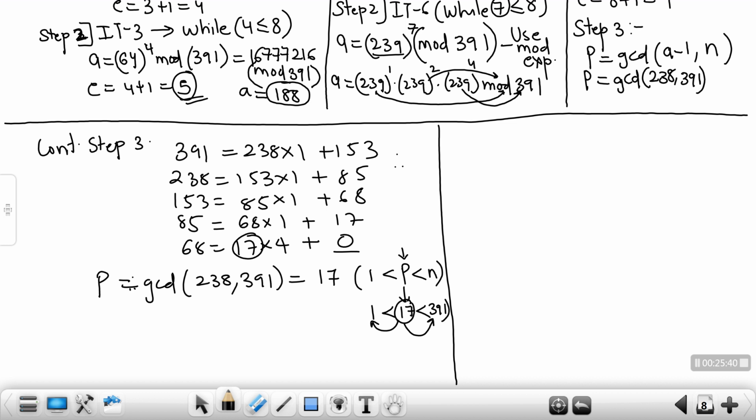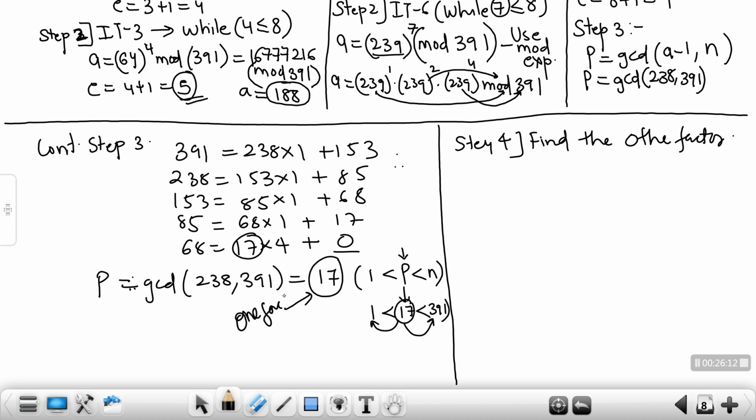So what do I need to do now? My step number 4 is to find the factors, the other factor. Whatever you have got over here, 17, is one of the factors of 391, and it is a prime number.